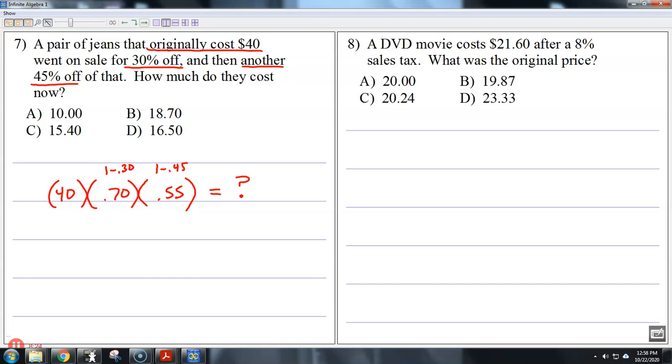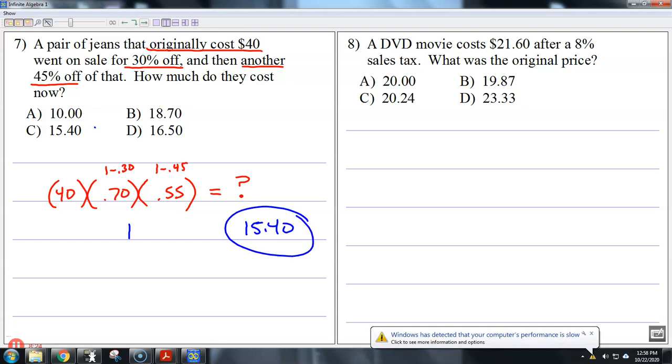The reason why I write it like this is because on the SAT, a lot of times they don't multiply it out and get an answer. They'll leave parentheses like this. But when you multiply it out, 40 times 0.7 times 0.55, you end up with 15.4. So $15.40 is the final price of these jeans after a couple discounts.